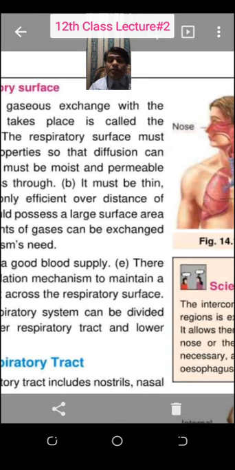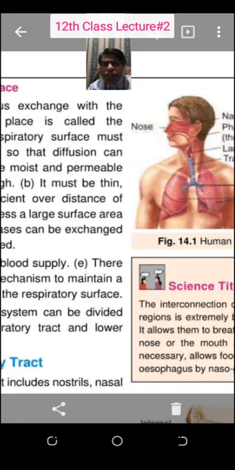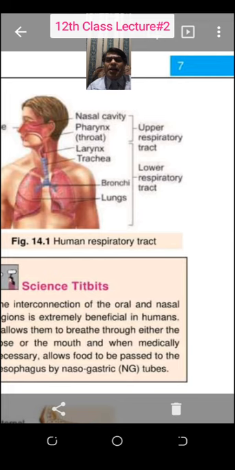If any person is a smoker, smoking for a long time, what is going on? Small alveoli cells are changing into large alveoli cells. And when they are changing into large alveoli cells, what is happening? You tell me. The respiratory surface area of the alveoli will decrease because the room is large. When chambers were small, surface area was more. When the room is large, the surface area decreases.